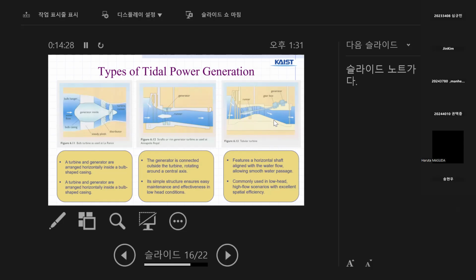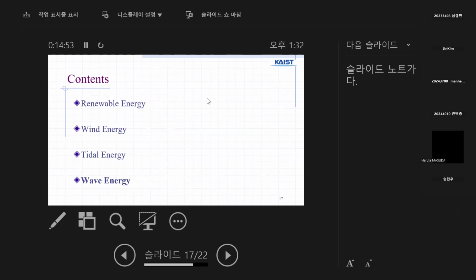And the last one is the tubular style turbine. Its features are a horizontal shaft aligned with the water flow, like this, allowing smooth water passage. It is commonly used in low head, high flow scenarios for maximum efficiency. Among these, the bulb type is the most common one in tidal power generation.